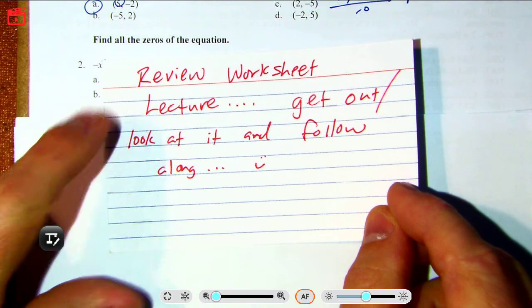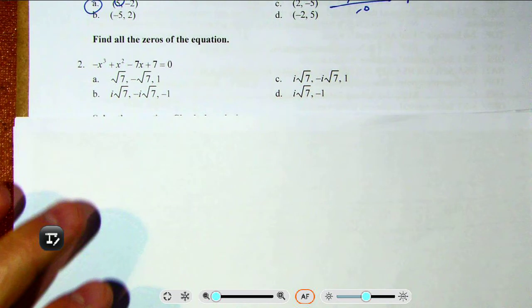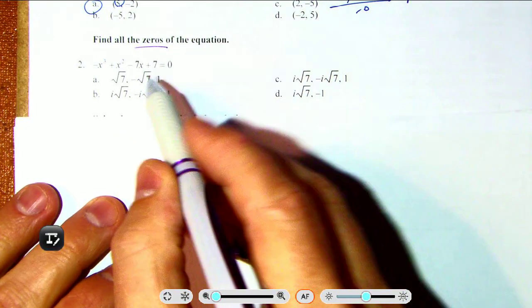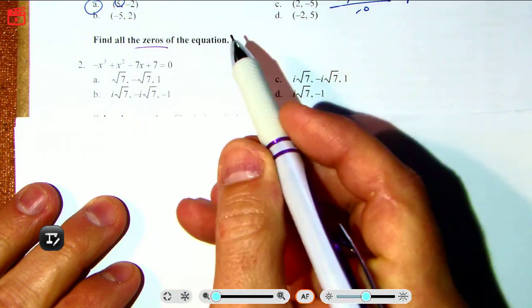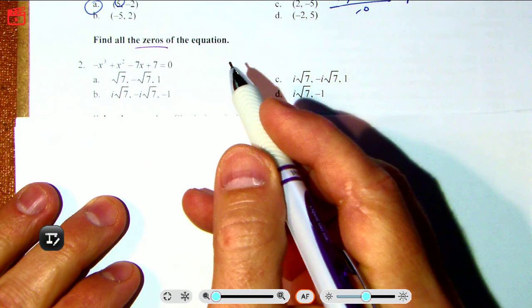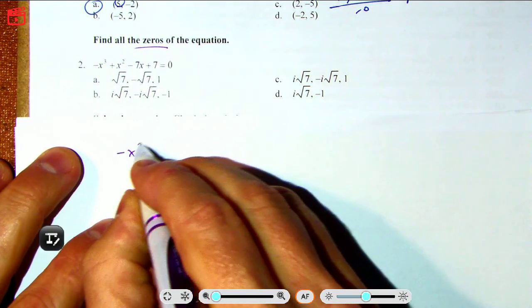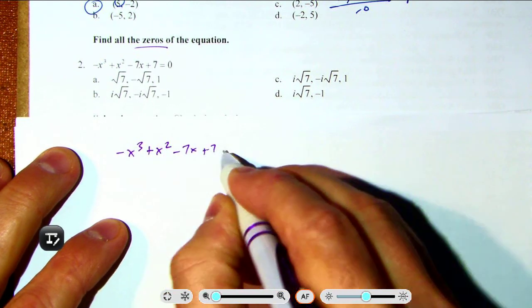Here's the second video for review worksheet number 4. It says find all the zeros of the equation. Now this is a cubic equation, but there's 4 terms. Just like we did on the review worksheet 3 about factoring, when there's 4 terms, you're going to factor this one by grouping. So negative x cubed plus x squared minus 7x plus 7 equals 0.